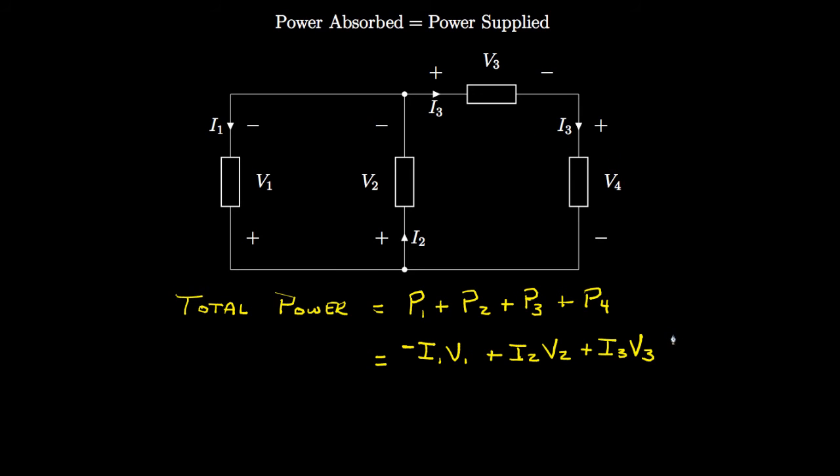So this last power is plus, the current is entering into the positive side, I3 times V4. And that sum must be equal to 0.